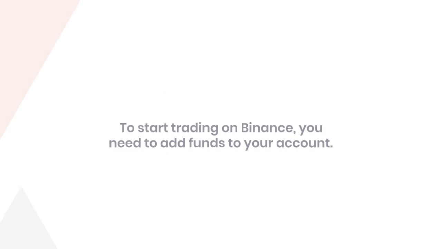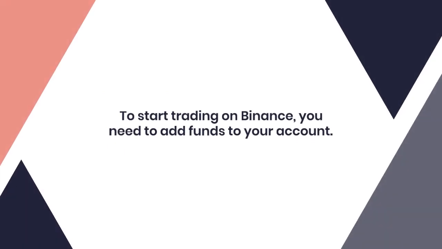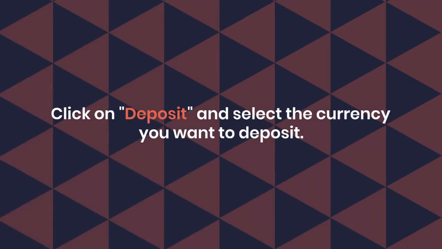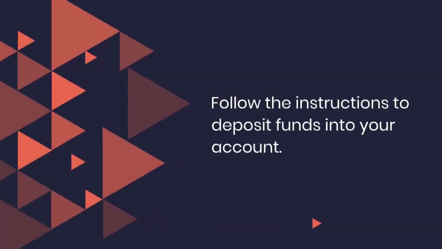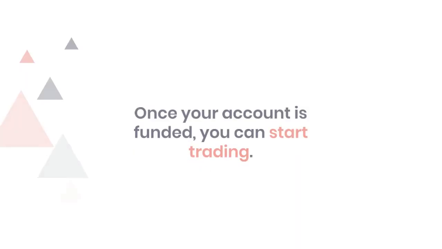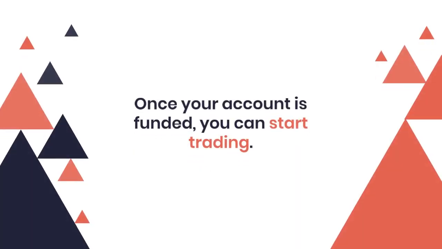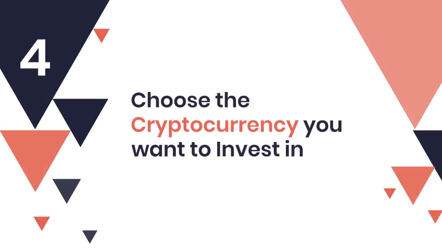Step 3. Add funds to your Binance account. To start trading on Binance, you need to add funds to your account. Click on Deposit and select the currency you want to deposit. Follow the instructions to deposit funds into your account. Once your account is funded, you can start trading.